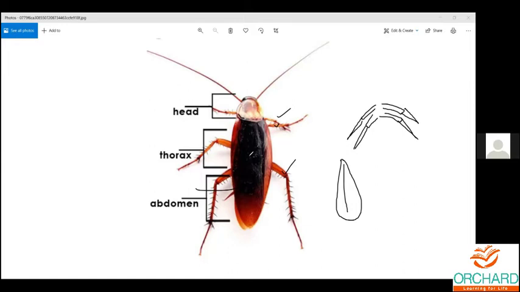When they want to fly, the breast muscles of the cockroach help in the movement of the wings. And they can also walk, climb, and fly. Is it clear? This is called the movement of the cockroach.